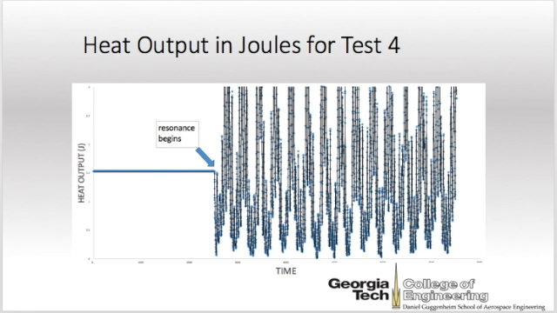Now this function gives us the heat output in time for the fourth test. And what it really shows us is where the resonance happened as we lowered the heat source down to about 2.8 inches above the zero. Now as you can see, heat fluctuations are far more chaotic once the resonance begins. And you'll get to see that right here in a bit.